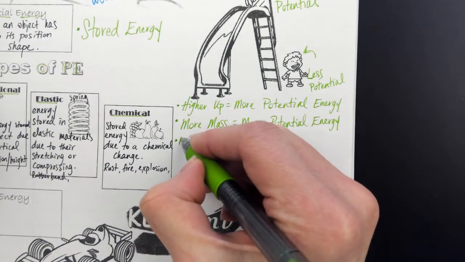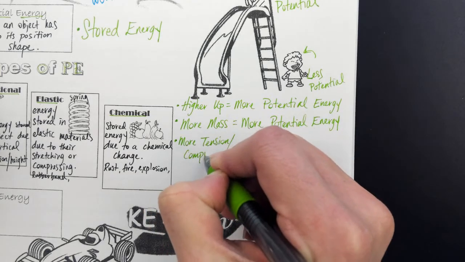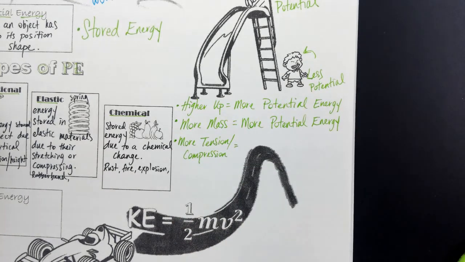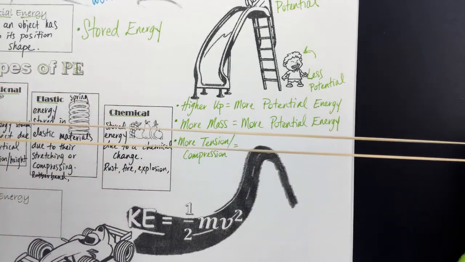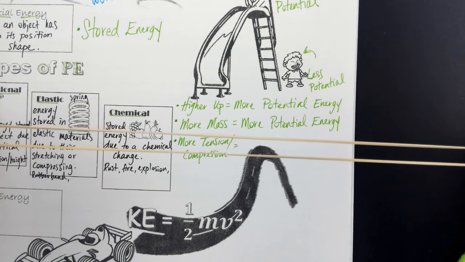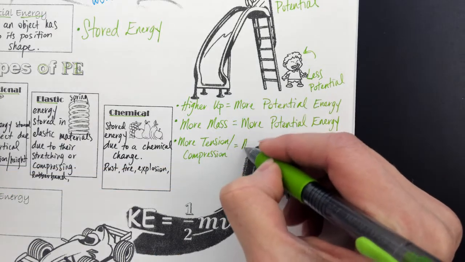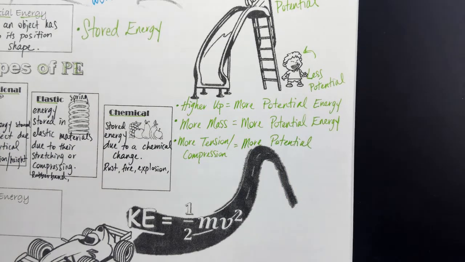Okay, what about more tension or compression? Look at this versus that. This has more tension, so it has more potential. And the harder I compress a spring, the more it will pop up.